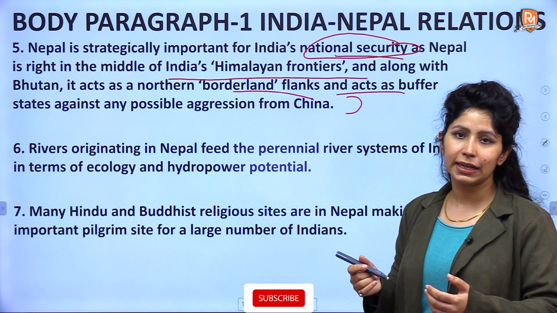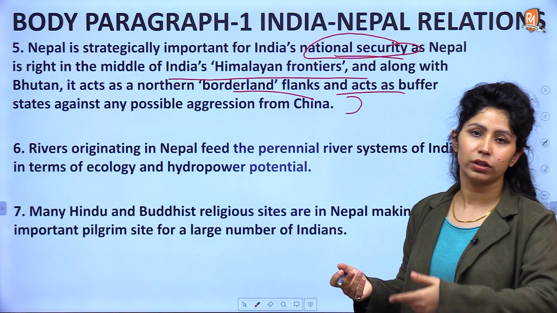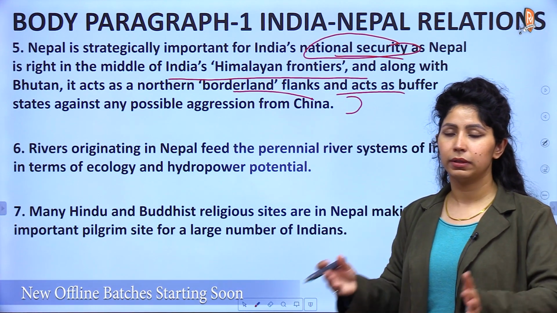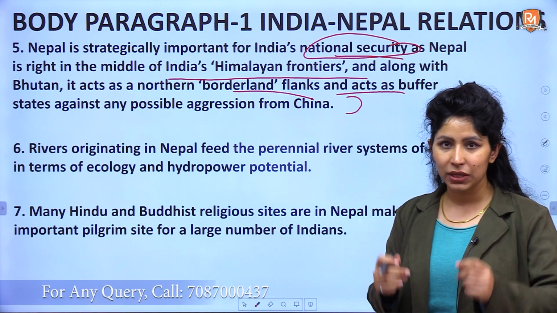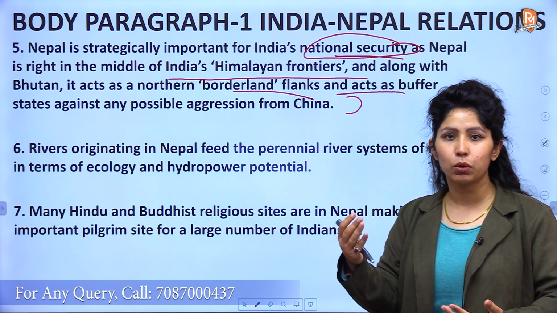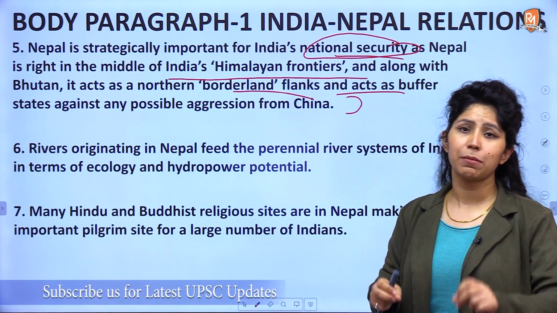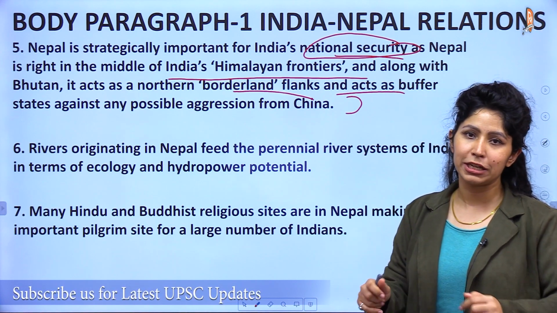Then rivers originating in Nepal. We are the lower riparian state for all the rivers that originate in Nepal, and many of the rivers which originate in Nepal lead to floods in areas of Uttar Pradesh, Bihar and West Bengal. So yes, having close ties, having good ties with Nepal, having water treaties or water sharing agreements, that is of prime importance to us, and these agreements can only be successful if we have a good relationship with Nepal.